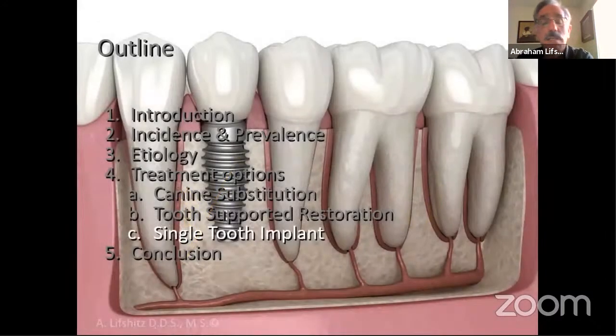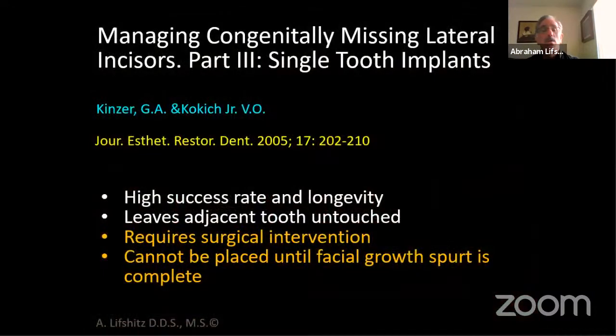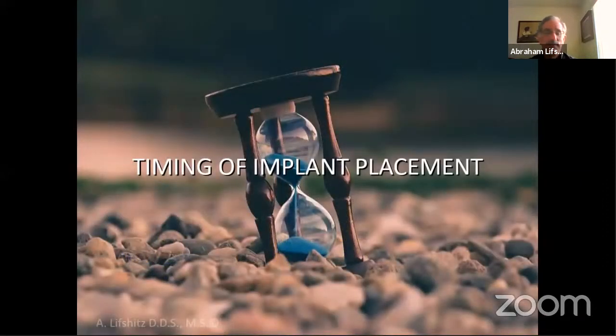The third option is a single tooth implant. So what are the advantages of single tooth implants? They have a high success rate and longevity, and leave the adjacent tooth untouched. However, it requires surgical intervention and cannot be placed until facial growth spurt is complete. So there's an important issue on the timing of implant placement.